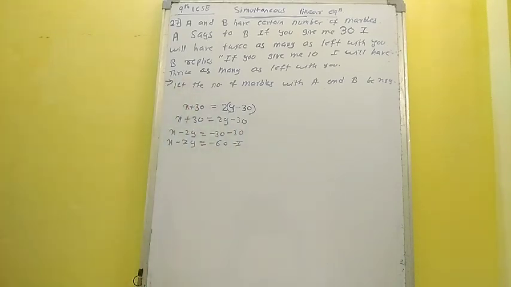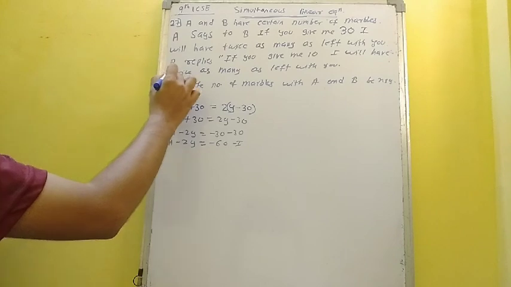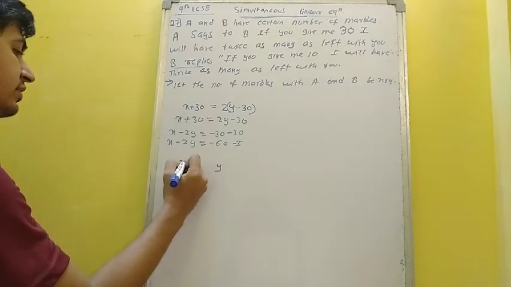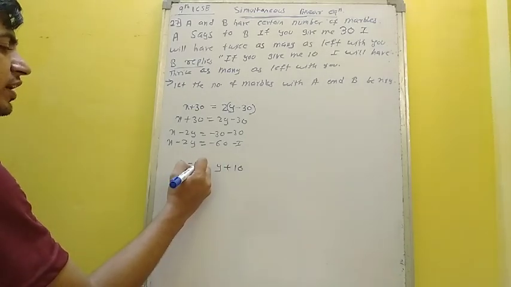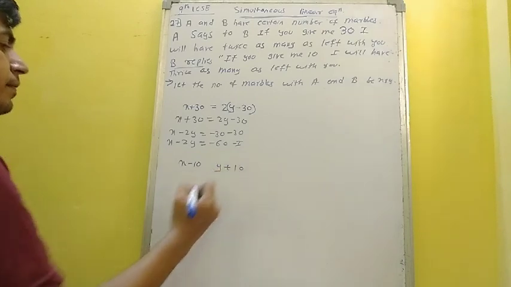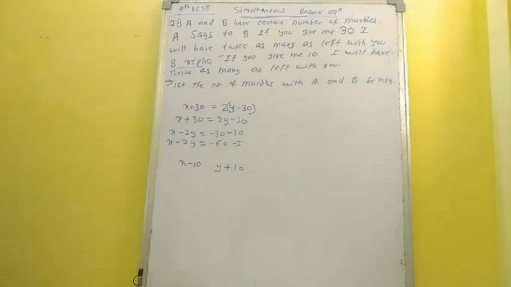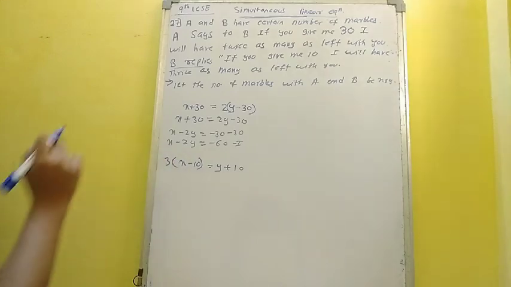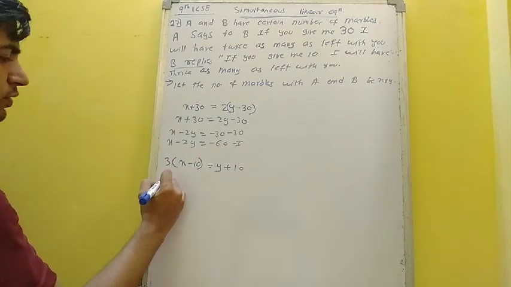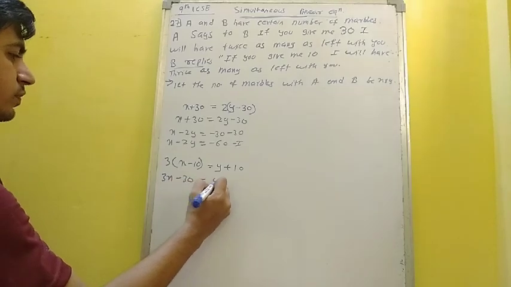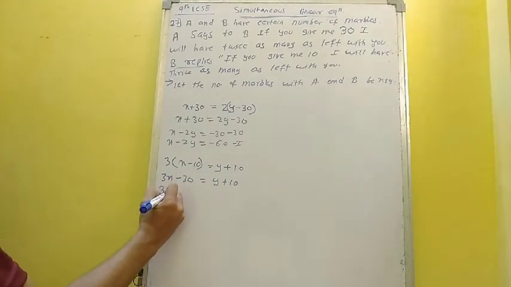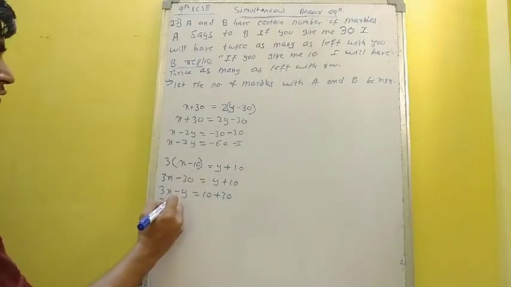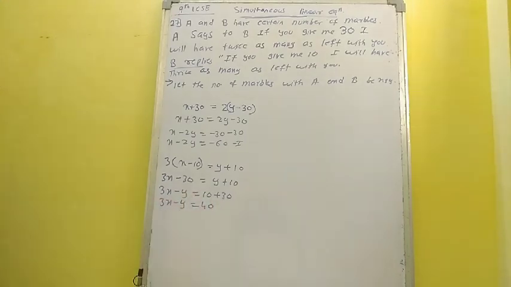minus 60. Okay, then B replies, if you give me 10, again we have x and y. B says, you give me 10, so 10 gets added to B and gets subtracted from A. Then B will have thrice as many left with you. So we have 3x minus 30, y plus 10. 3x minus y is equal to 10, minus 30 will go there and become plus 30. We have 3x minus y is equal to 40.